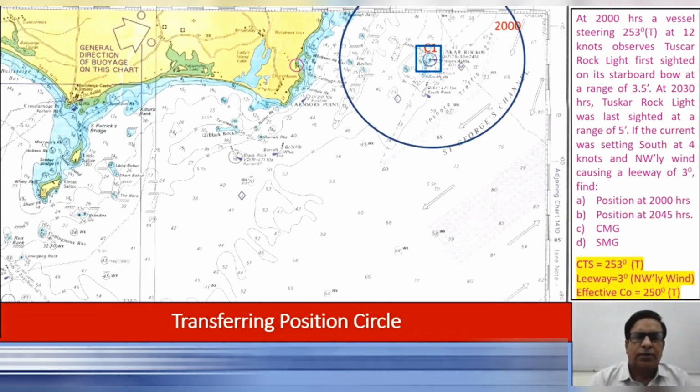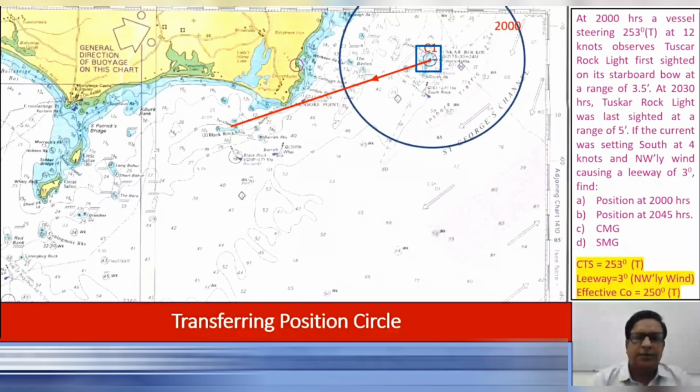Now we have to run this circle up by 30 minutes to transfer it to 2030. That means we'll have to transfer the center C1. So we draw the effective course through C1, represented by single arrow. Now ship is doing an engine speed of 12 knots.